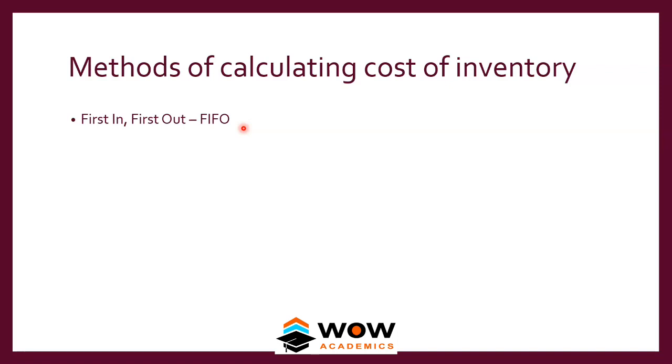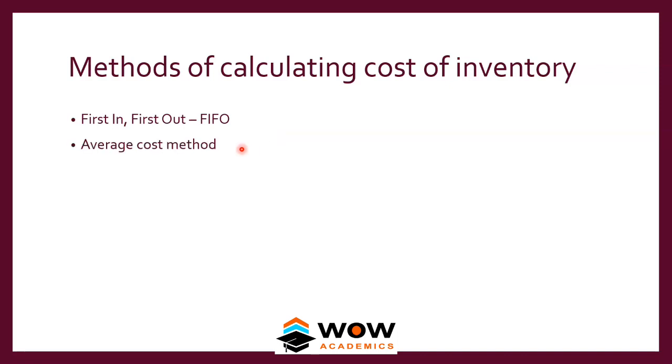One is the FIFO method. The FIFO method says that the first which came in is the first used. The second which came in forms a part of your inventory. So the second batch of 5 units came at a price of 20, so you have 5 units at 100 rupees. That is your value of inventory.